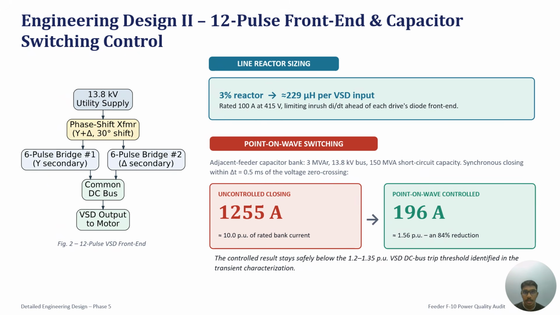Continuing the engineering design for line reactor sizing, a 3% reactor works out to approximately 229 microhenry per VSD input rated at 100 amps at 415 volts, limiting the inrush di/dt ahead of each drive diode front end. Shown also is the 12 pulse front end topology in Figure 2.